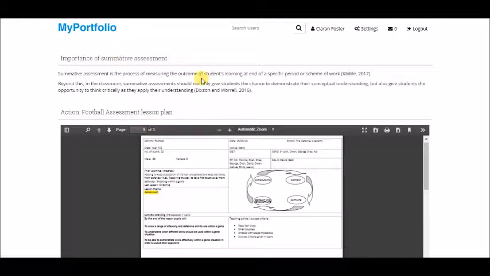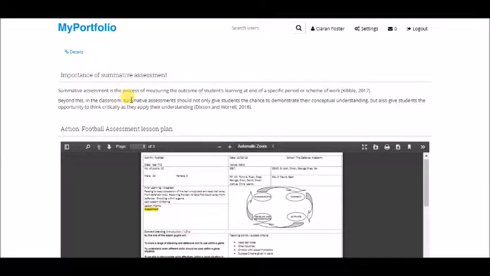So, the importance of this summative assessment. Summative assessment is a process of measuring outcomes of students' learning at the end of a specific period of a scheme of work (Gill, 2017). Beyond this, in the classroom, summative assessment should not only give students a chance to demonstrate their conceptual understanding, but also the opportunity to think critically as they apply their understanding.